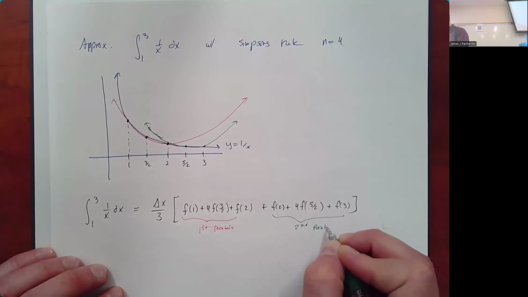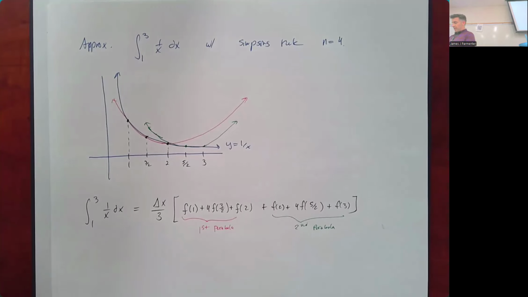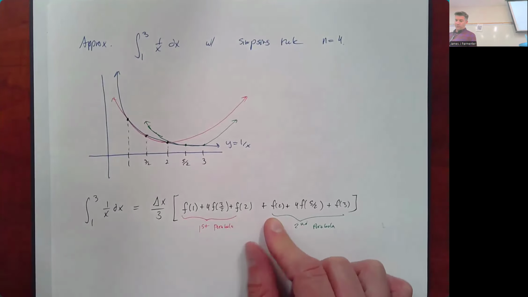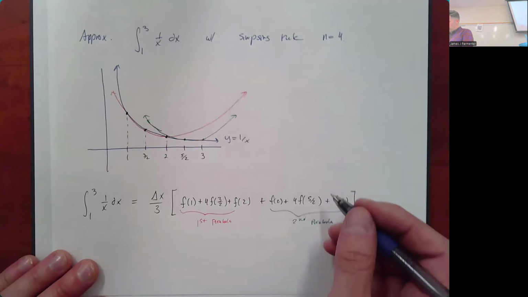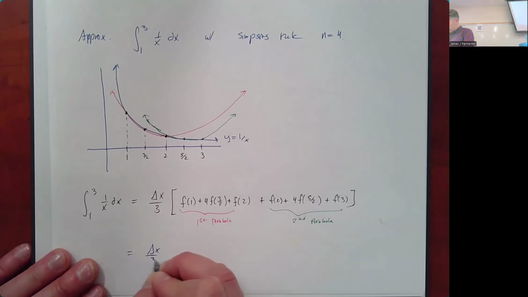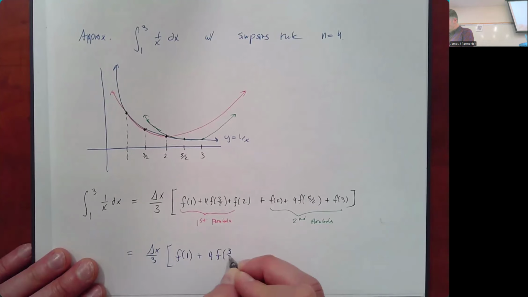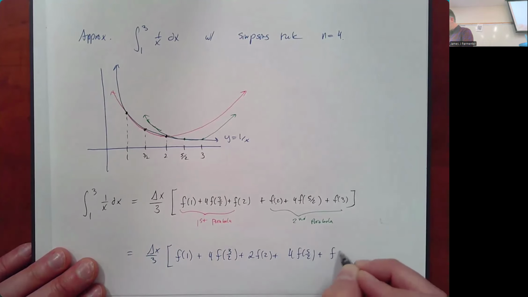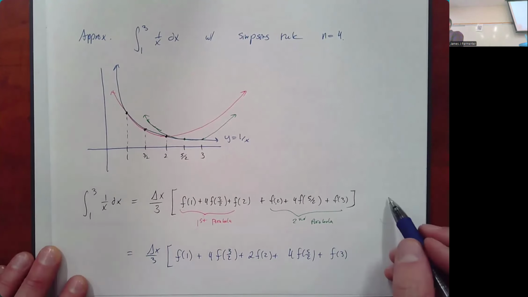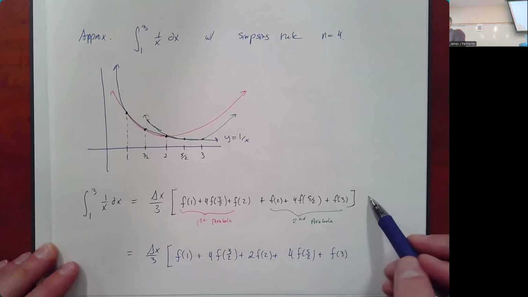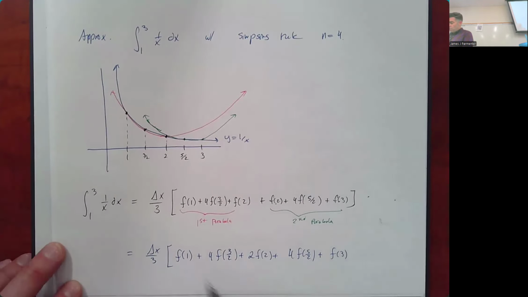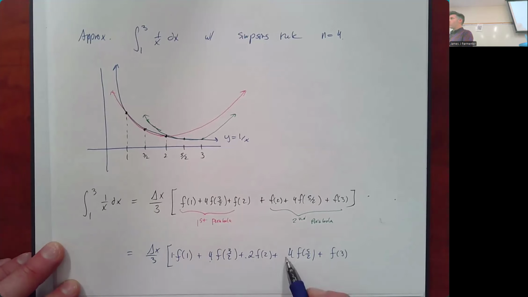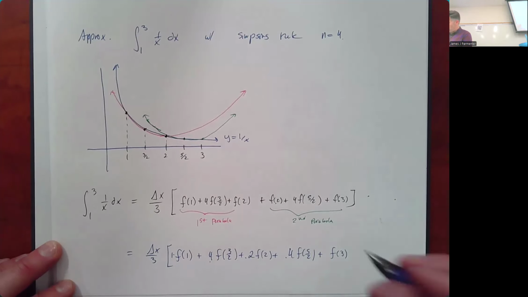But look, if we combine like terms, the f of 2 here and the f of 2 here combine to equal 2 times f of 2. So we get that pattern that I was speaking to earlier, which is delta x over 3 times f of the first x value plus 4 times f of the next x value plus 2 times f of 2 plus 4 times f of 5 halves plus 1 times f of 3. And if there had been another parabola we were adding on there, we would have gotten the 2 times f of 3 plus 4 times f of the next thing plus 1, right? So it's always going to be this 1, 4, 2, 4, 2, 4, 2, 4, 2, 4, 2, 4, 1 pattern.